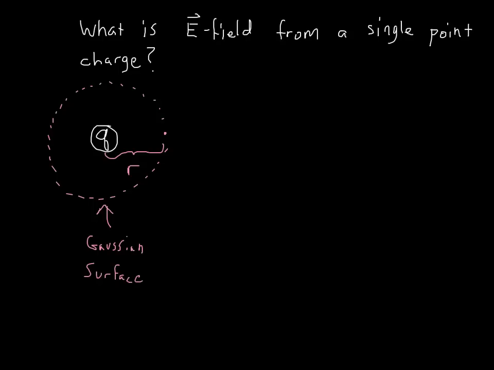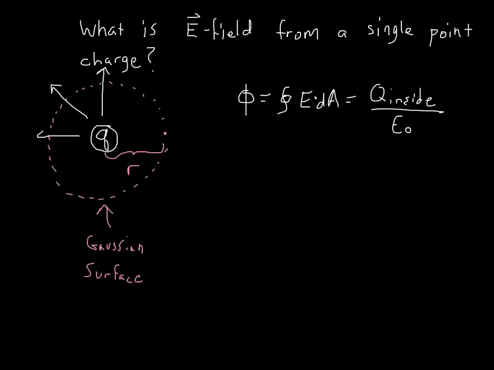Okay, so if I have a Gaussian surface, then I know from Gauss's law that the electric flux is equal to the closed surface integral of E times dA, which is equal to Q inside divided by epsilon naught. Now, if I look at the field that this is drawing, I know what the field looks like. I know the field for a positive charge points away, so I have a field that's pointing away at all points.